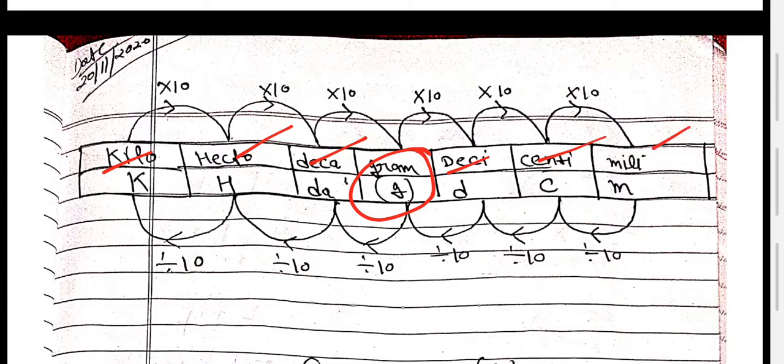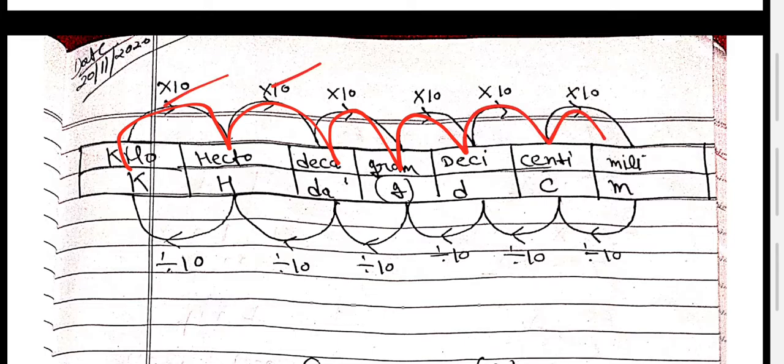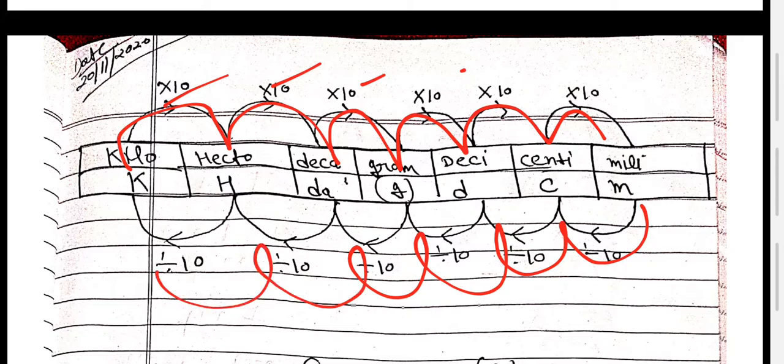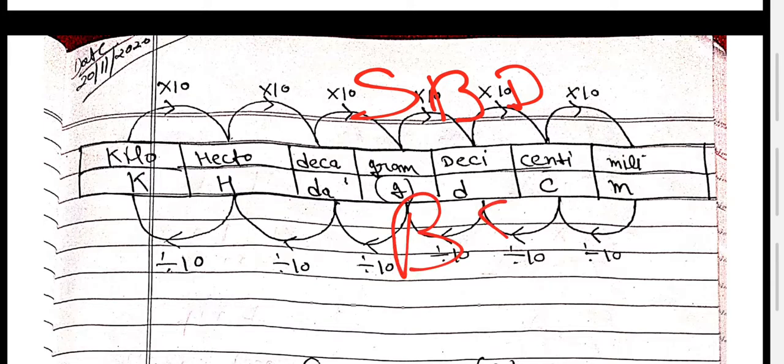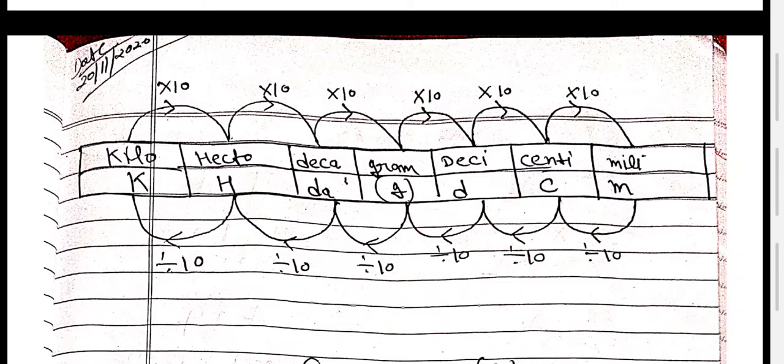What is the symbol? Deci you write D, centi you write C, milli you write M, deca you write DA, hecto means H, kilo means K. So when you move from bigger to smaller, you have to multiply by 10 each step. When you move from smaller to bigger, you have to divide. As I told you, these are the rules.